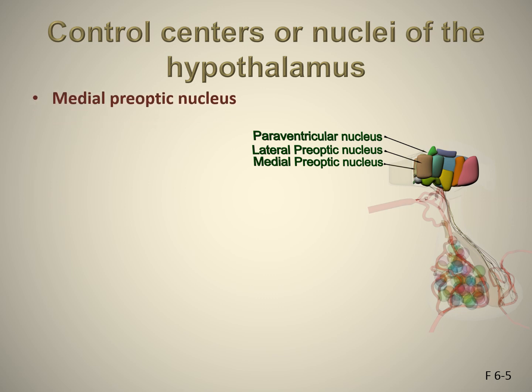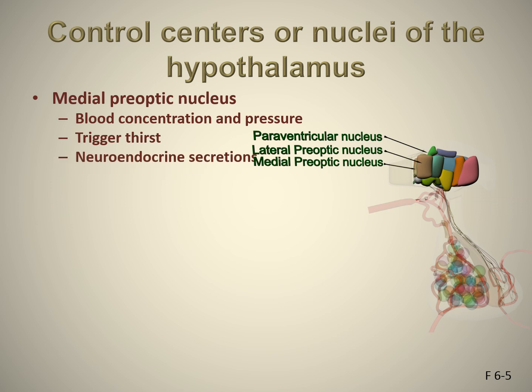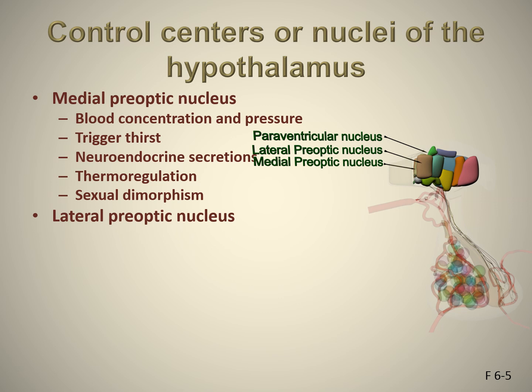The medial preoptic nucleus is involved in detecting blood pressure and viscosity. If it is too viscous, it will trigger the sensation of thirst. It also has a neurosecretory role, as well as monitoring temperature in order to control thermoregulation. Some role related to sexual dimorphism has been attributed to this area, specifically reproductive and prenatal behavior. The lateral preoptic nucleus is more specific in the control of non-rapid eye movement sleep.